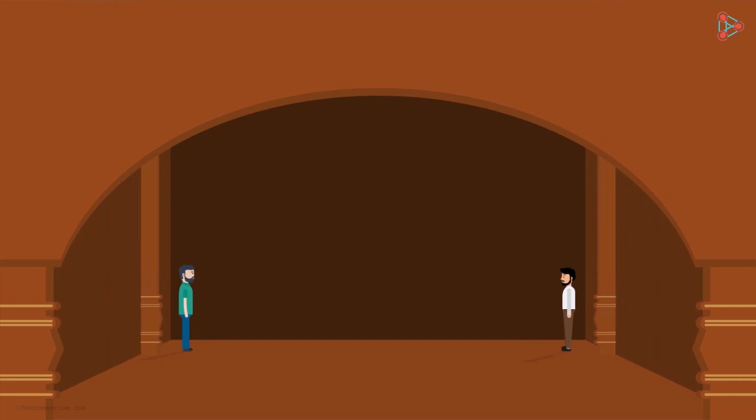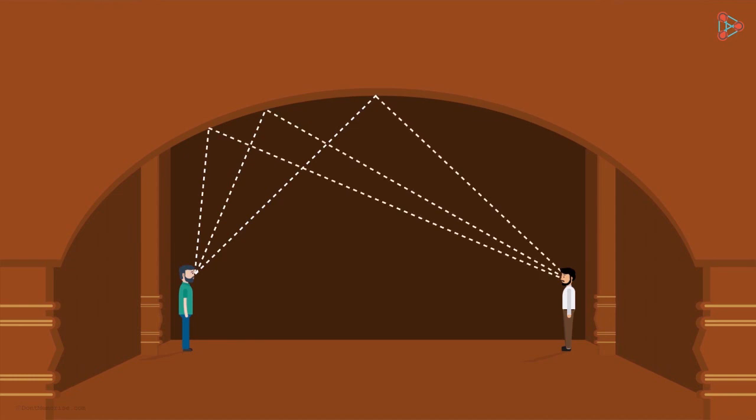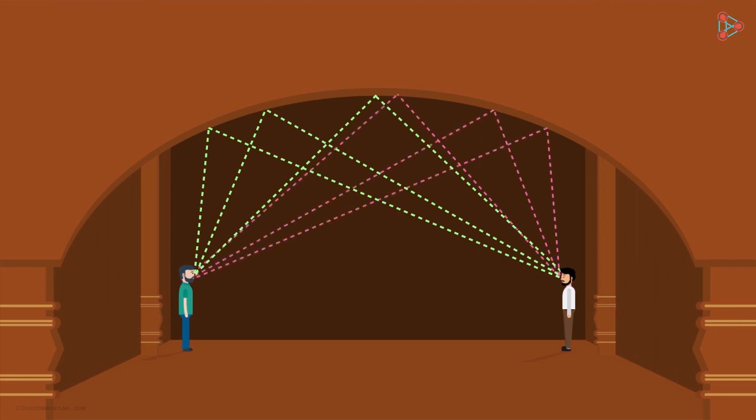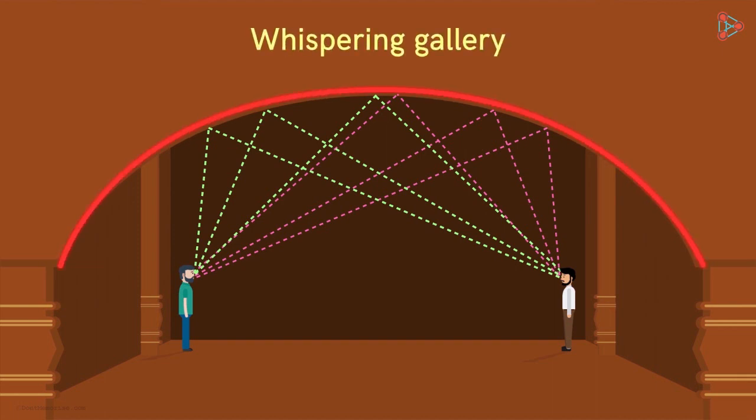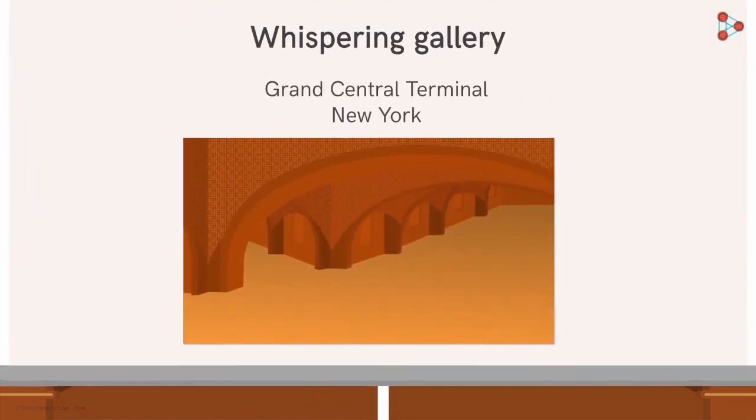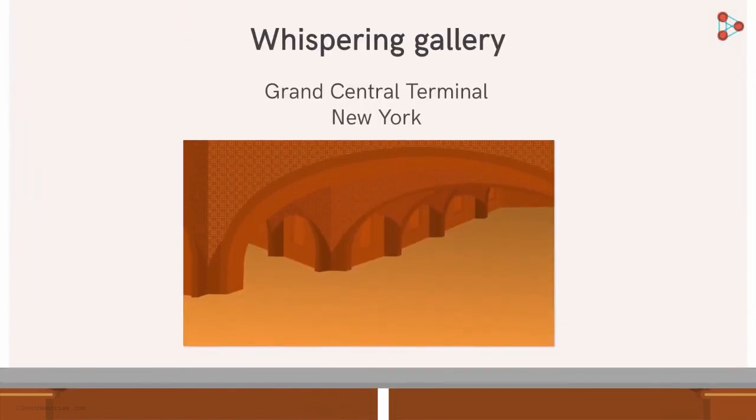If one of you whispers something, then all the sound waves get reflected from the elliptical ceiling towards the other person. So as the sound waves from one point get reflected and focused onto the other point, your friend can hear your whisper. This works the other way around as well. If your friend whispers something, you will be able to hear clearly as well. Based on this reflective property of ellipse, many rooms called whispering galleries have been constructed. For example, there's one at the Grand Central Terminal in New York City.